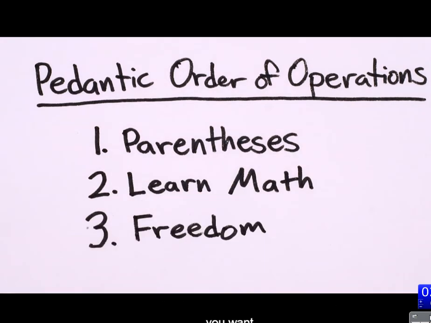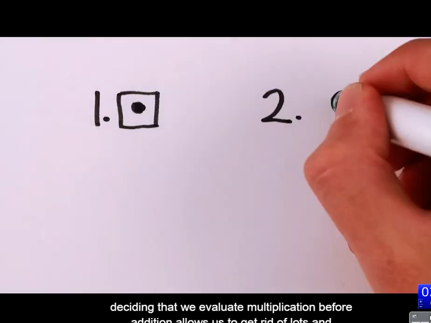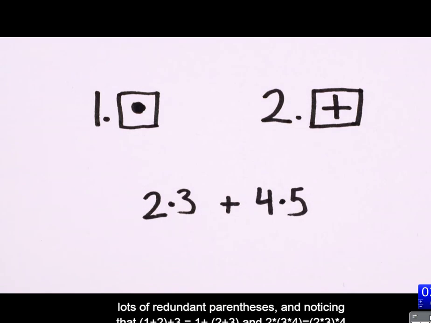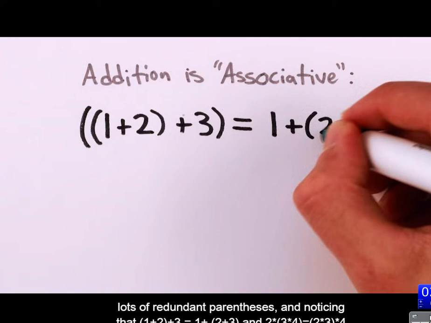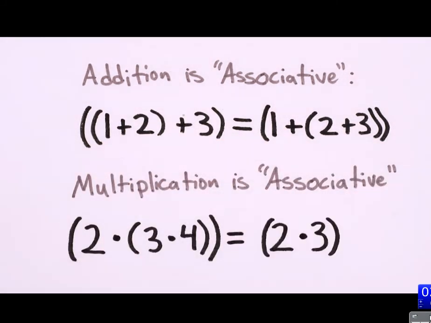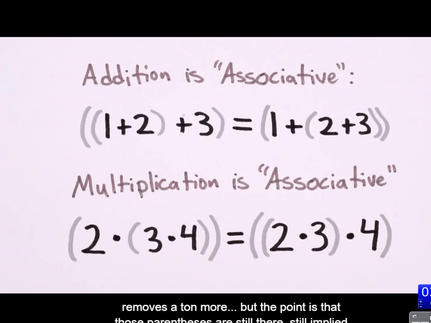Then you can proceed however you want. That's not to say that we don't have a conventional order of operations in mathematics. I mean, deciding that we evaluate multiplication before addition allows us to get rid of lots and lots of redundant parentheses. And noticing that 1 plus 2 plus 3 equals 1 plus 2 plus 3, and 2 times 3 times 4 equals 2 times 3 times 4, removes a ton more. But the point is that those parentheses are still there, still implied.